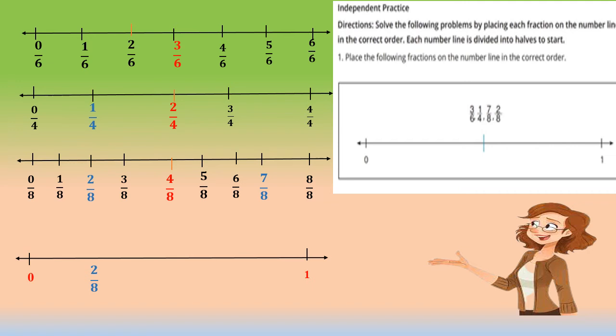2 over 8 is equivalent to 1 over 4. So I will draw it together. 3 over 6. And the last one here will be 7 over 8.